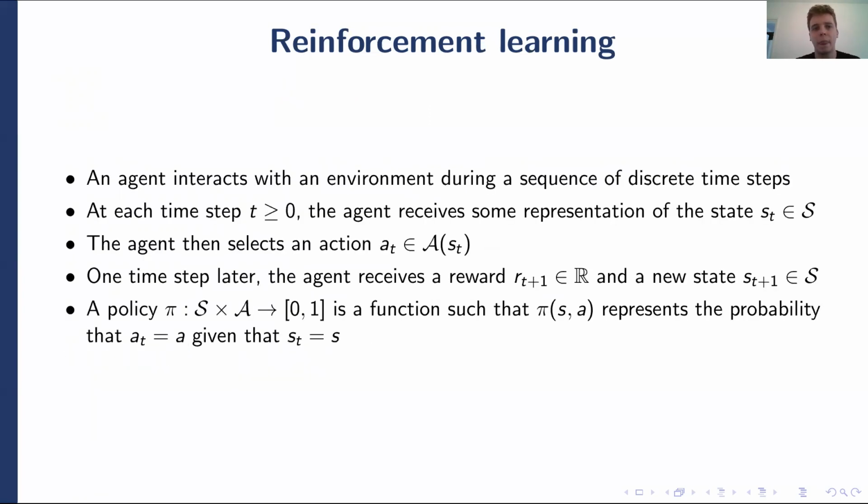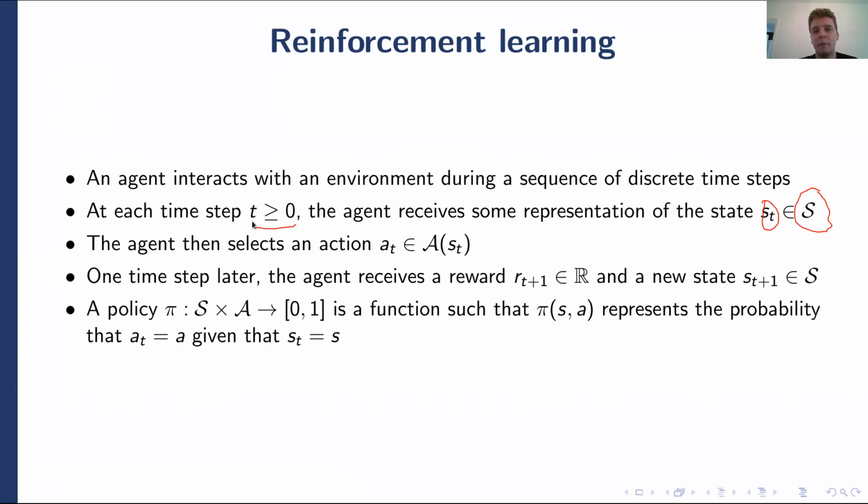Now let me go back and just once again mention the elements of reinforcement learning. In reinforcement learning, an agent interacts with an environment during a sequence of discrete time steps. We've seen that. At each time step, t, the agent will receive some representation of the state, st, and I'll denote by S the set of all possible states of the environment. This set of states can be finite, it can be infinite. For now, we'll not worry about that.